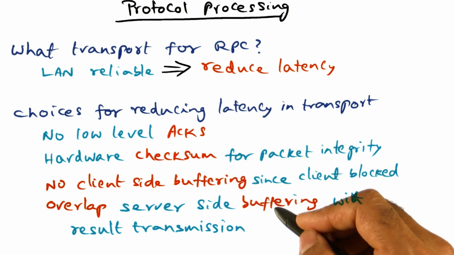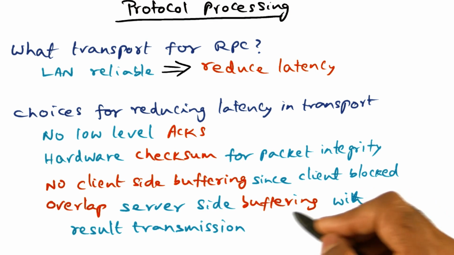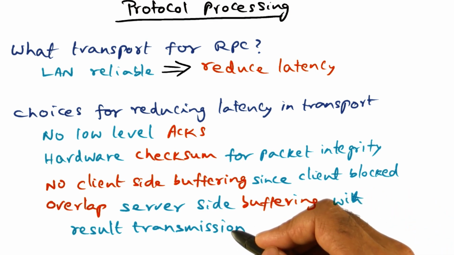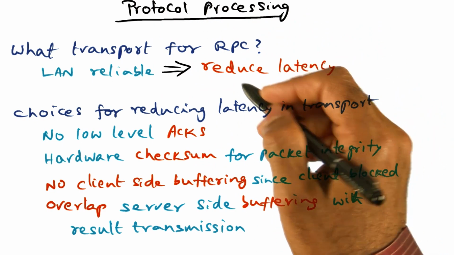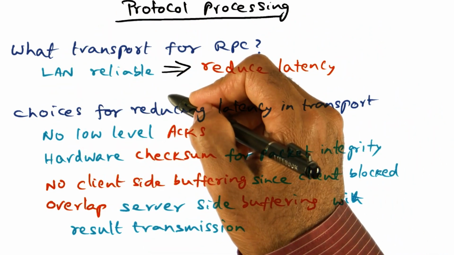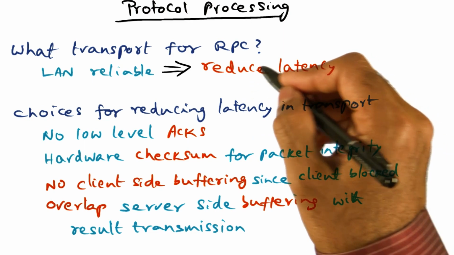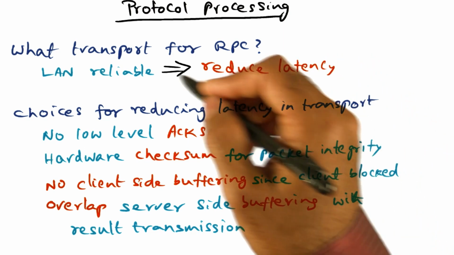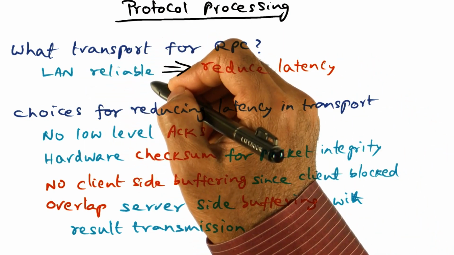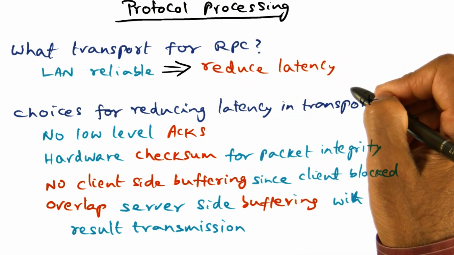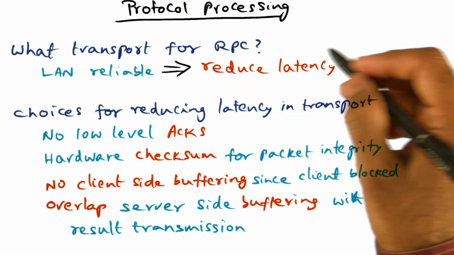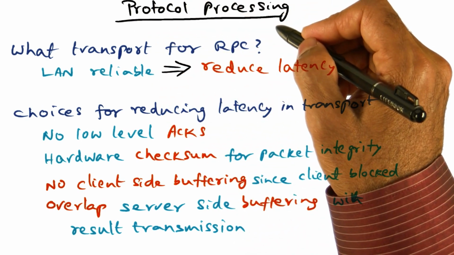So removing low-level acks, employing hardware checksum and not doing checksum in software, eliminating client-side buffering altogether, and overlapping the server-side buffering with the result transmission are optimizations that you can do in protocol processing, recognizing that the LAN is reliable, and therefore we don't have to focus so much on the reliability of message transmission, but focus rather on the latency and how we can reduce the latency by making the protocol processing lean and mean.